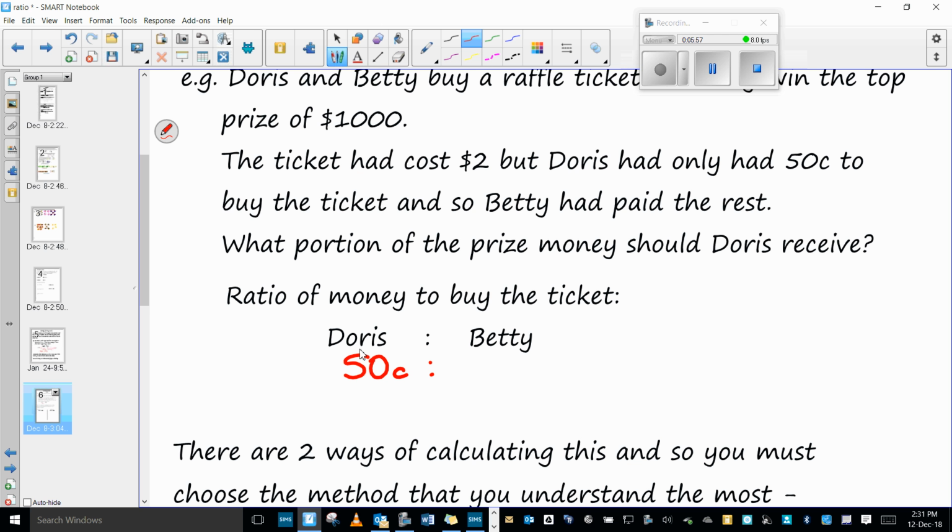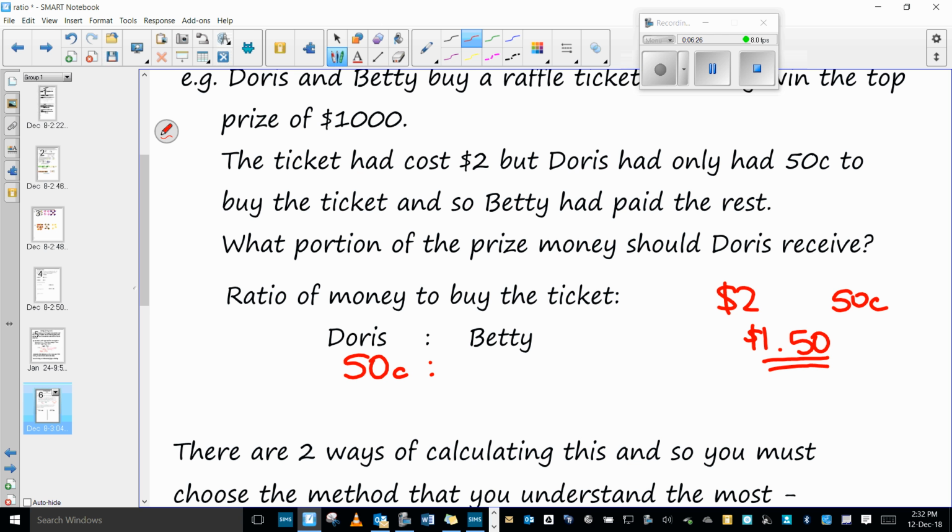So it costs $2, and 50 cents has already been paid. What's left? How much is left? You can tell me in dollars if you want. $1.50, yeah, $1.50. Now, how would we write that in just cents? $1.50. How many cents in total? How many cents from $1?